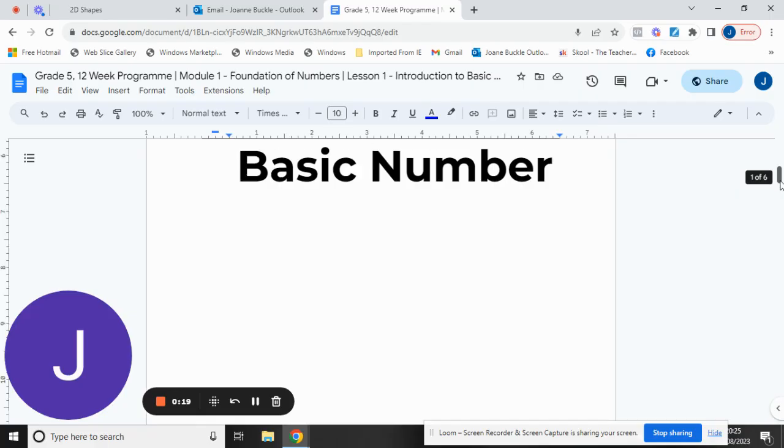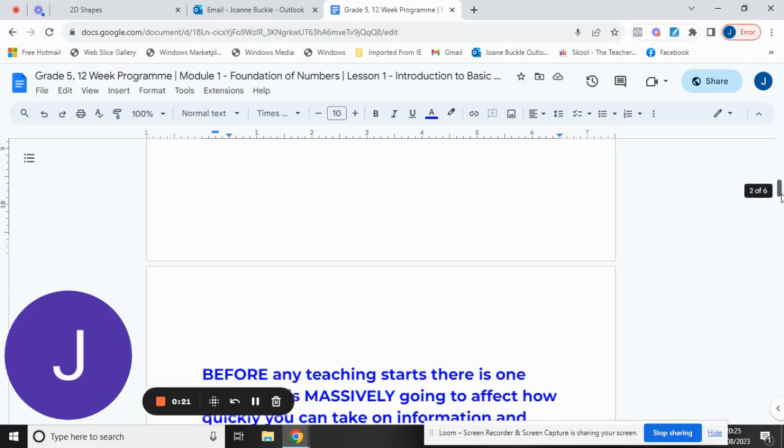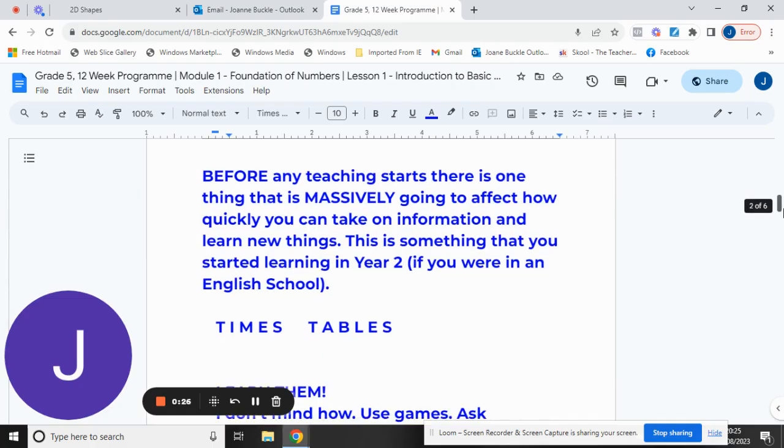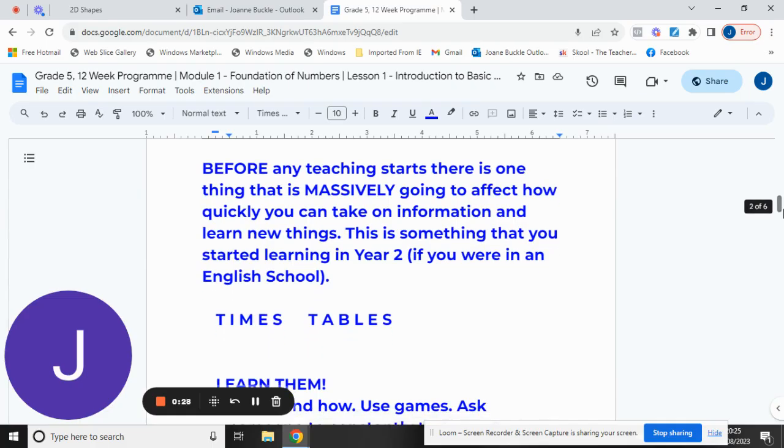Now, before we even start any of the teaching, there's one thing that I think is so important. When students come to me in year 7, at the school I teach in, we start getting this sorted right from the offset, and that's times tables. So you started learning times tables in year 2. You are now in year 11, if you've joined this course in year 11 now.